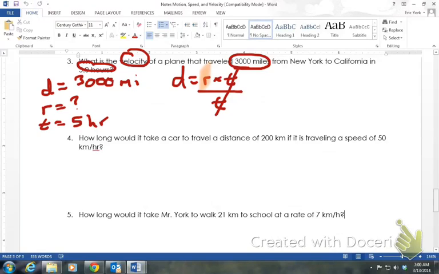But if we do that to the right side, we have to do it to the left side, so we have to divide this side by t as well. So when we do it this way, we get d over t equals r. Now I'm going to take this entire equation, I'm going to flip it. So I'm going to put r on the other side, so that I get r equals d over t.